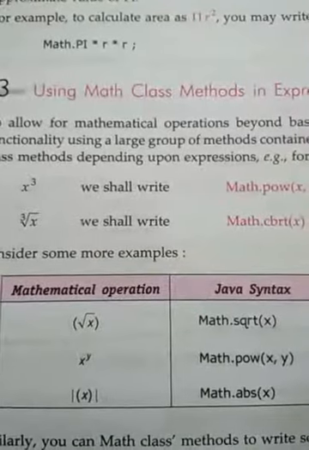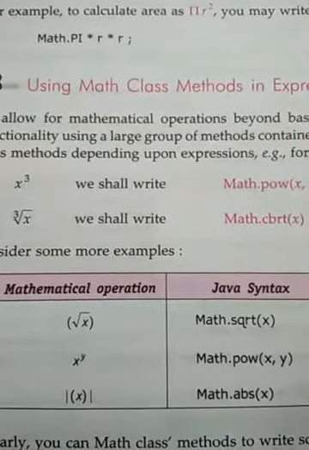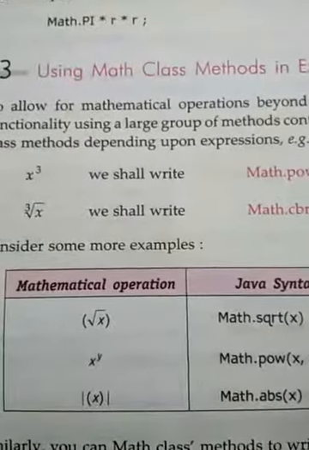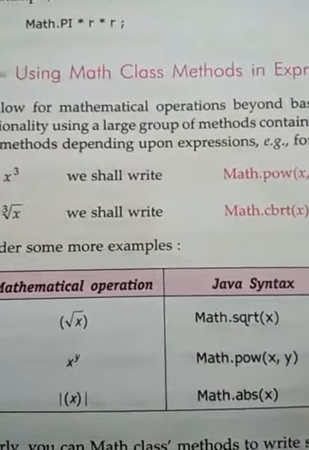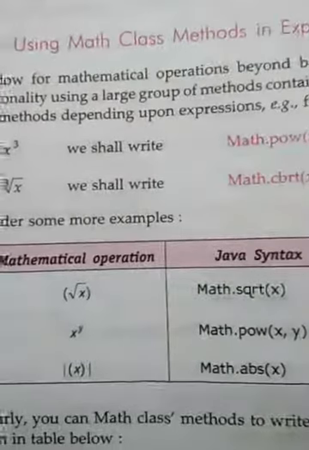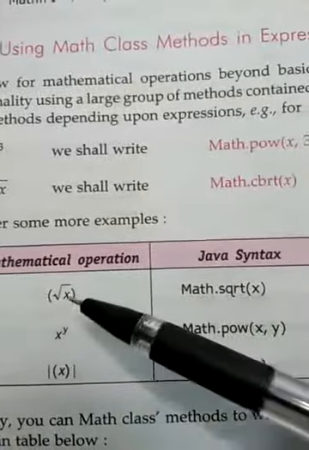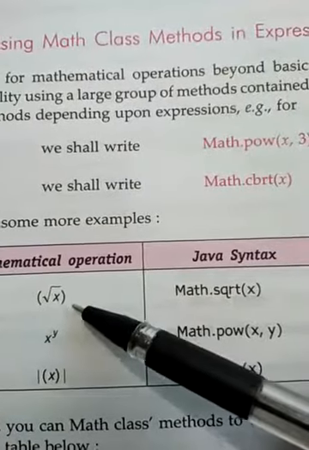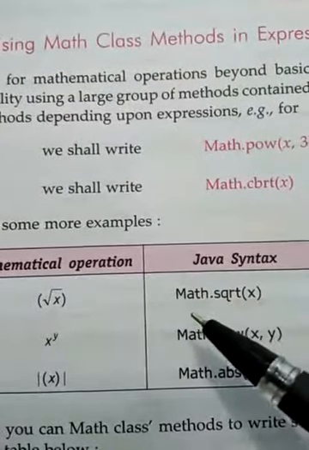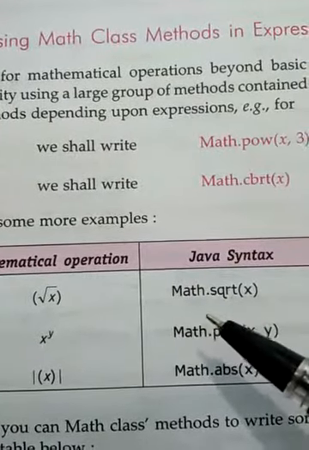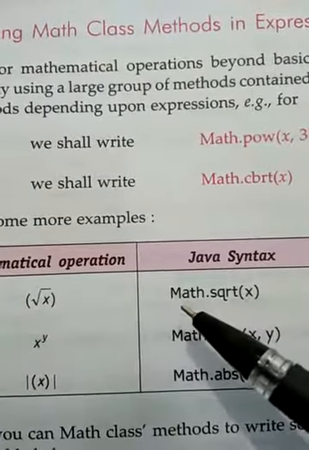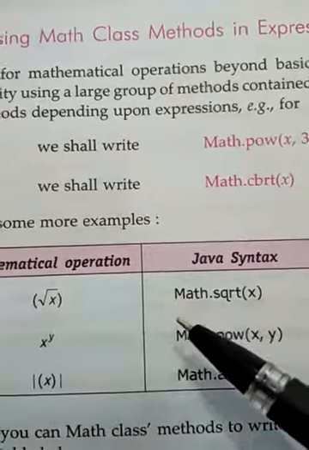A mathematical expression also has to be written as a Java expression. There are some predefined formulas, and these formulas are also used for the output. Suppose we want to calculate the square root of x. In Java, we will write Math.sqrt, and inside the bracket we will write x. The M should be capital and the rest of the part will be small letters.